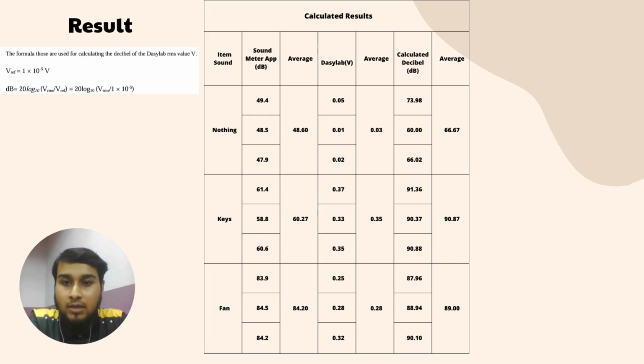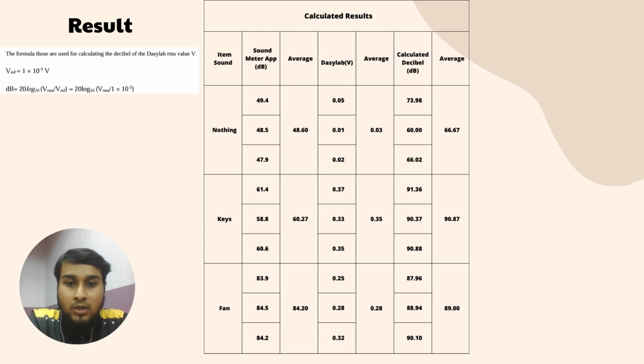I will discuss the result for this experiment. In this experiment, we use one formula to determine the sound decibel from DaisyLab software, which is given below the result. For this experiment, to get the sounds, we use three situations, which are nothing, keys, and fans. We use two methods to record the sound decibel: a sound meter app from mobile, and the DaisyLab software.